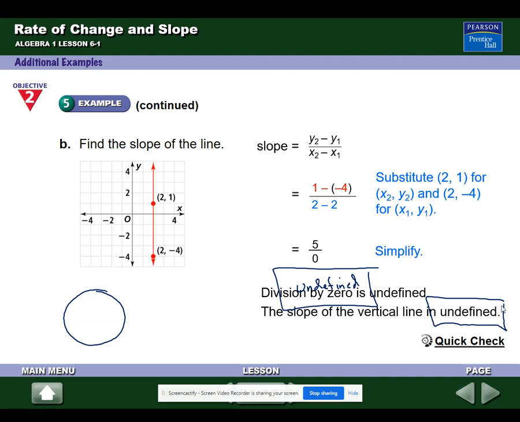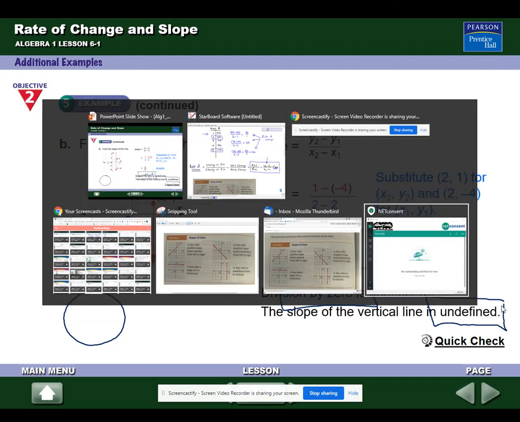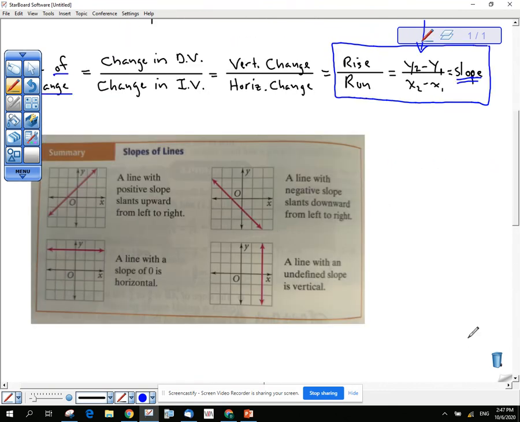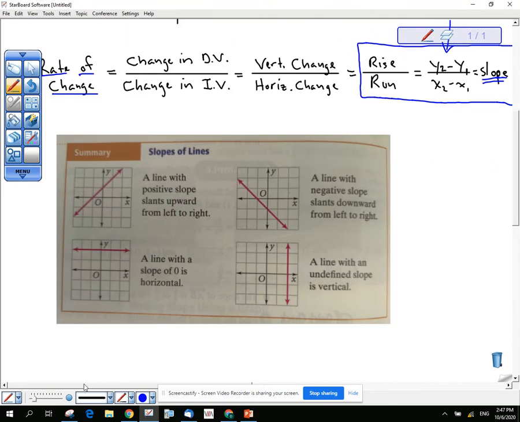And then finally, that just leads me to this summary, that I just took a snapshot from your textbook. And it gives kind of the 4 possibilities. We just dealt with this one, which is a horizontal line that has a slope of 0. This one, which is a vertical line that has a slope that is undefined.